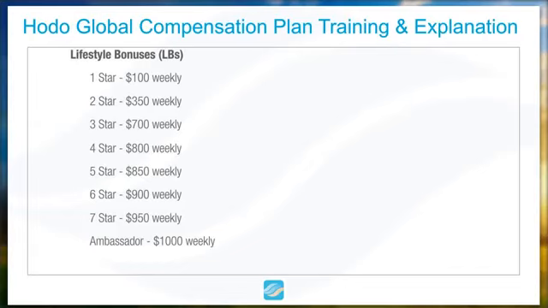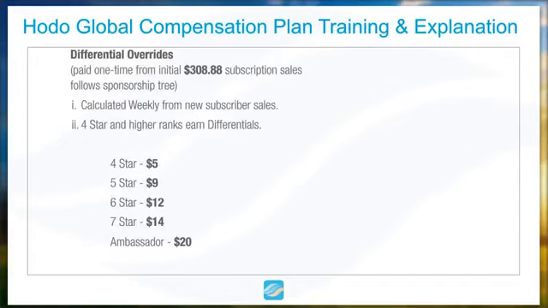Become an ambassador, and from that lifestyle bonus alone, because you need to have a lot of cycles happening, left and right, for that to happen, you get an extra $4,000-$5,000 a month just in that lifestyle bonus once you hit ambassador, okay?